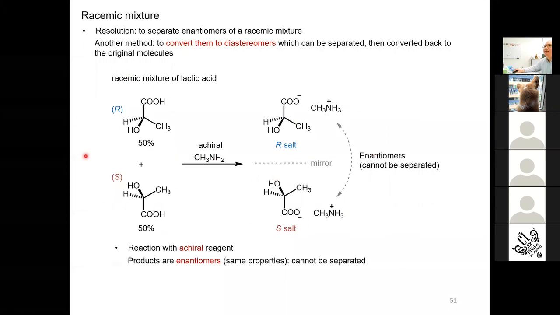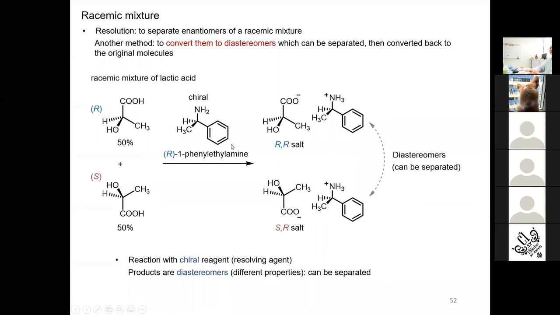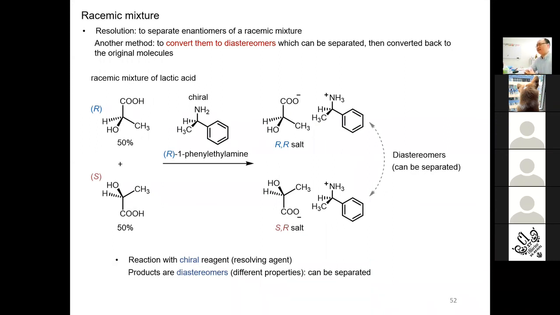If you can't isolate these two, how can you isolate these two enantiomers, right? So if you react a racemic mixture with an achiral reagent, the products are enantiomers and you cannot separate them. Okay, then we have a different situation here.